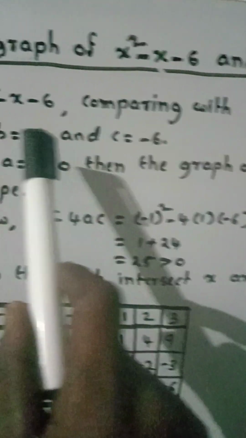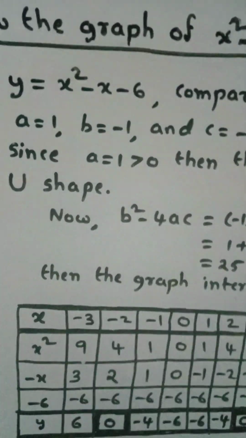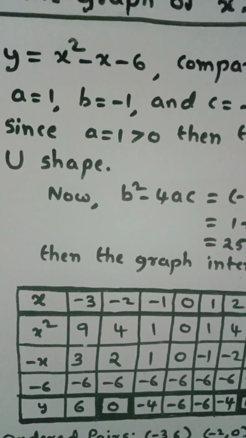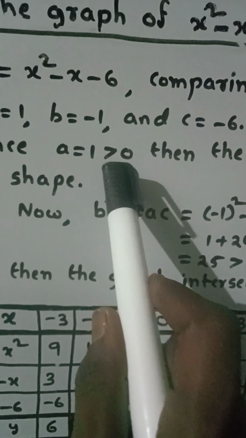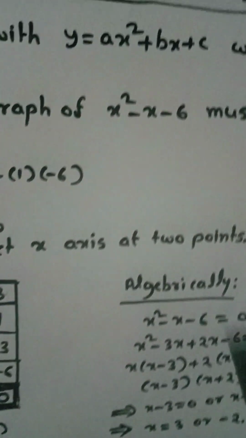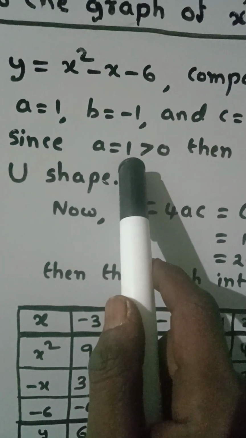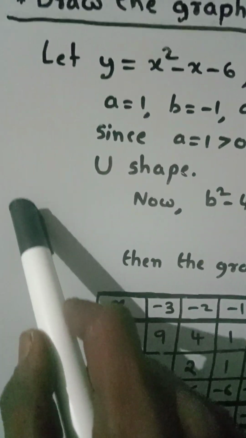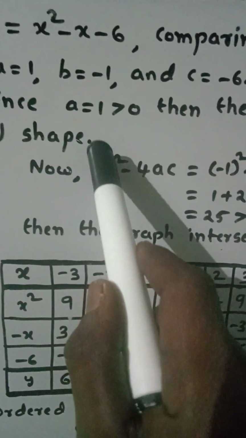After knowing the values of a, b, c, now I will focus on the value of only a, because the shape of the quadratic polynomial depends upon the value of a. Here a equals 1, which is clearly greater than 0. If the value of a is positive, then the graph of x square minus x minus 6 must be in the shape of a U. If a is a negative number, the graph always looks like an inverted U. Since the coefficient of x square is positive, it must be a U shape.